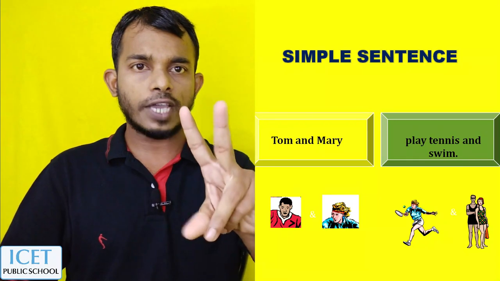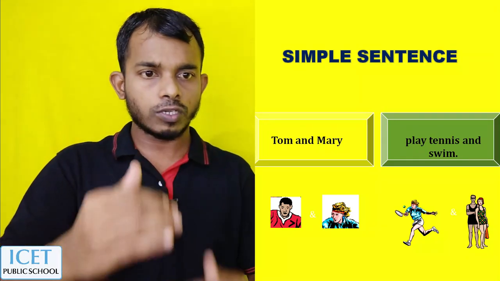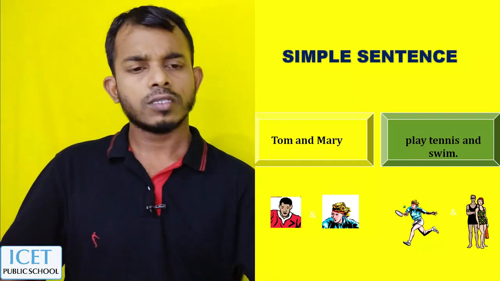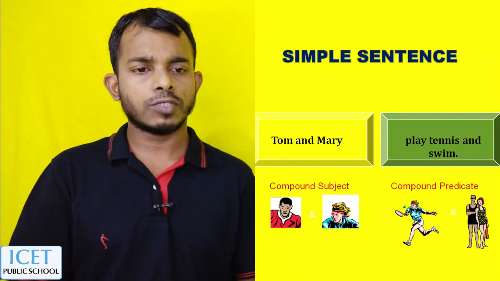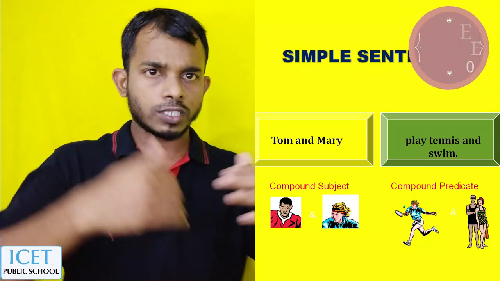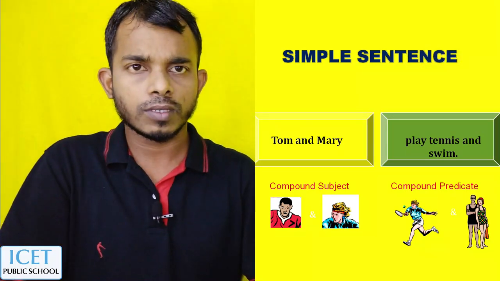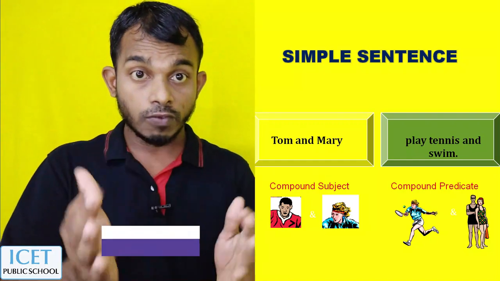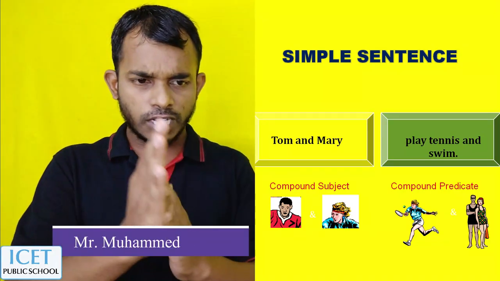They are doing two actions. There are two persons. So now what did it become, you can guess. Compound subject, compound predicate. Predicate also became compound, subject also became compound. Is it making you any confusion? I'm trying to make it very simple.